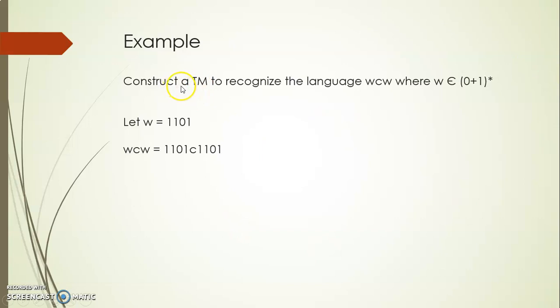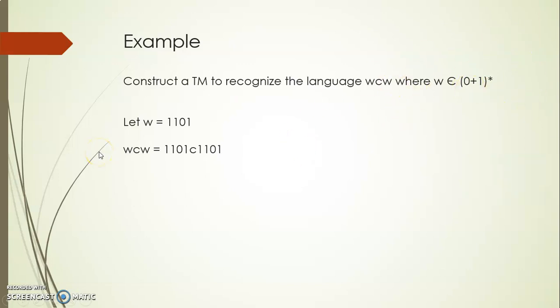Here you are asked to construct a Turing machine to recognize the language WCW. So what does it mean? W is a string that is made up of binaries, that is zeros and ones, followed by C, which acts as a separator between this W and this W. And again, this W is a copy of this, right? So this means that W belongs to any possible string that is made up of zeros and ones. Right, this we took from regular expression.